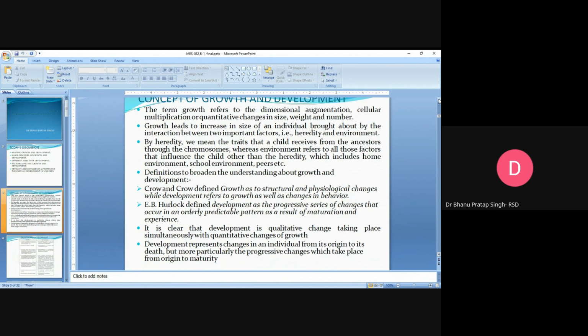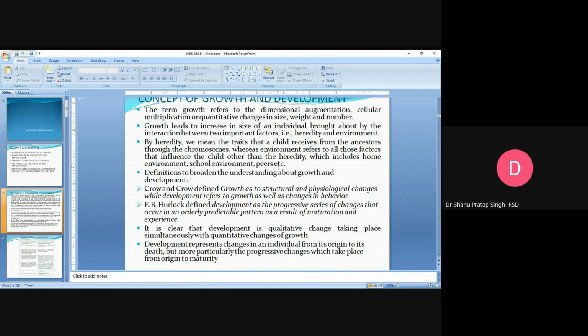It is clear that development is qualitative. Development cannot be seen; it can be observed only. It can be experienced only. So it is clear that development is a qualitative change taking place simultaneously with the quantitative change of growth. If somewhere development is taking place, simultaneously growth is also taking place. Development represents change in an individual from its origin to its death, but more particularly the progressive change which takes place from origin to maturity. So these are some definitions about development and growth.